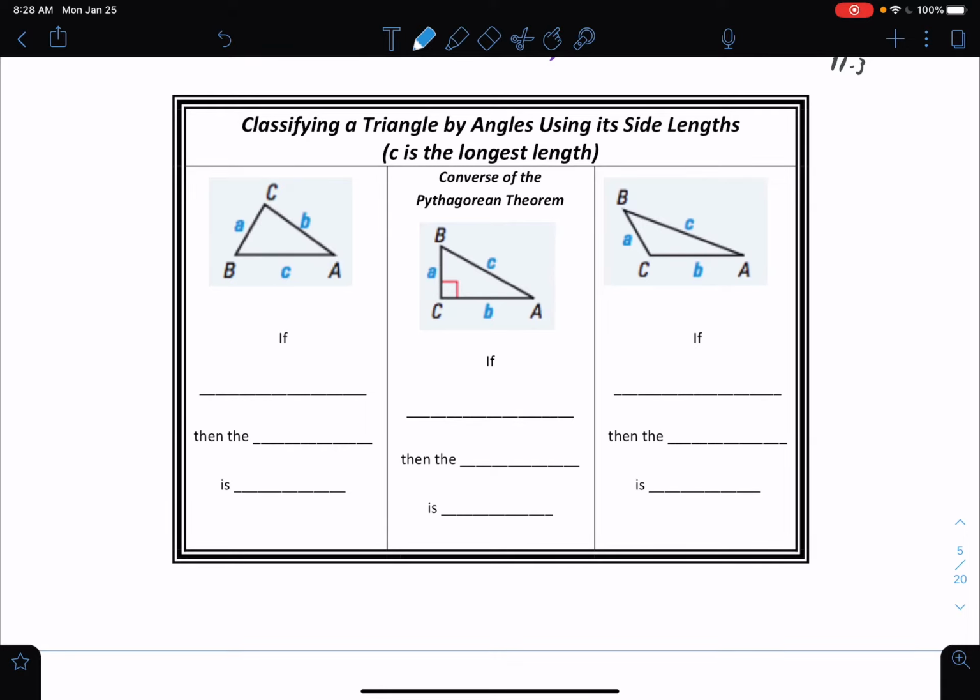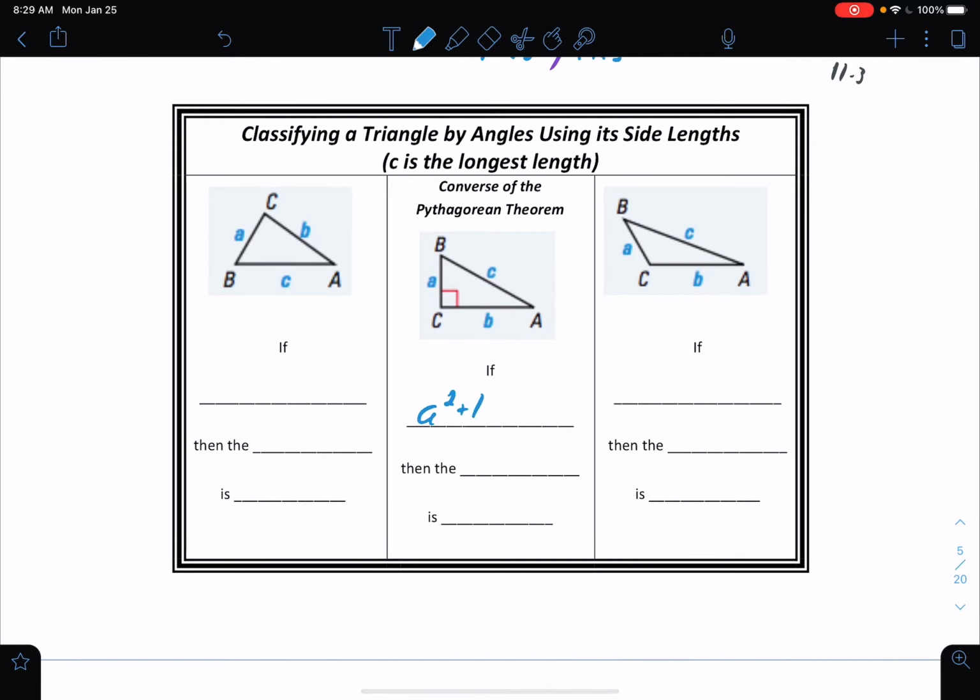Remember, the Pythagorean theorem says that if you have a right triangle, then a squared plus b squared equals c squared. The sum of the squares of the legs equals the hypotenuse squared. The opposite of that, if I flip it around: if a squared plus b squared equals c squared, then the triangle is a right triangle.